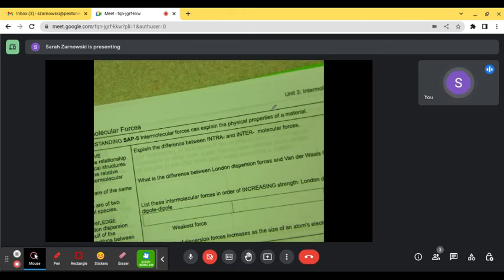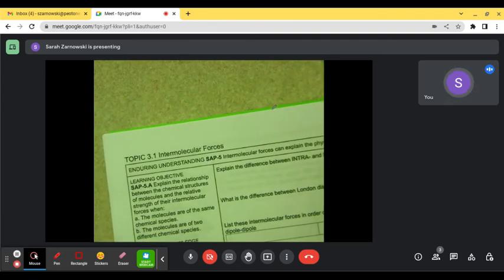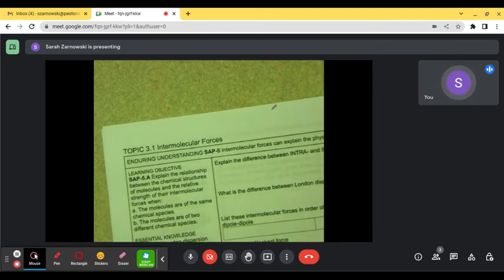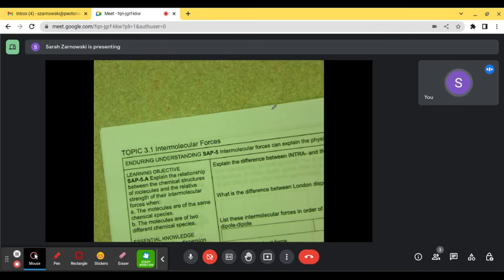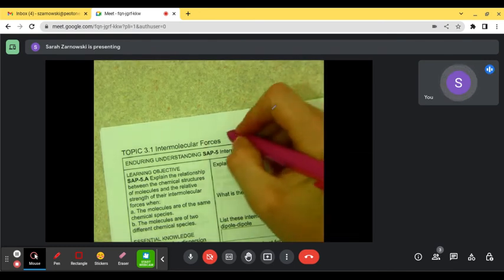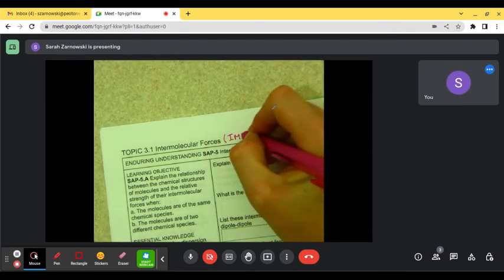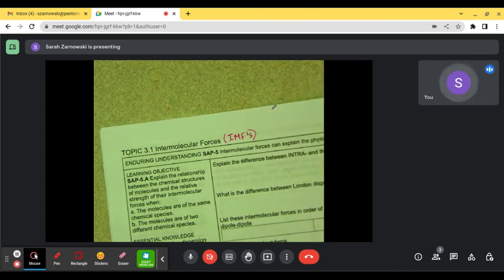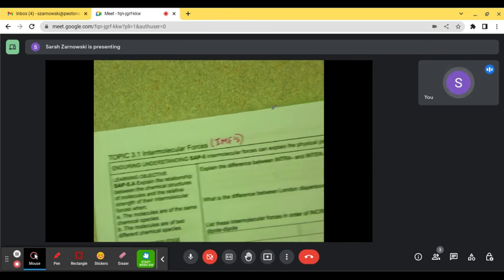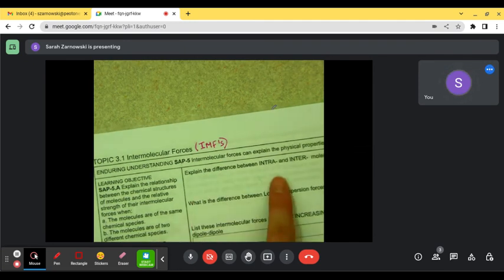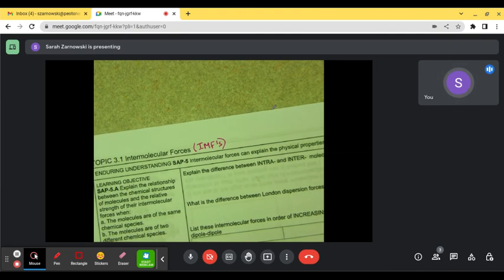Okay, so we are going to take notes on 3.1 here, intermolecular forces. You might hear College Board or me say IMFs. That's just an abbreviation for it, so it just means intermolecular forces. Okay. So we need to explain the difference between intramolecular forces and intermolecular forces.